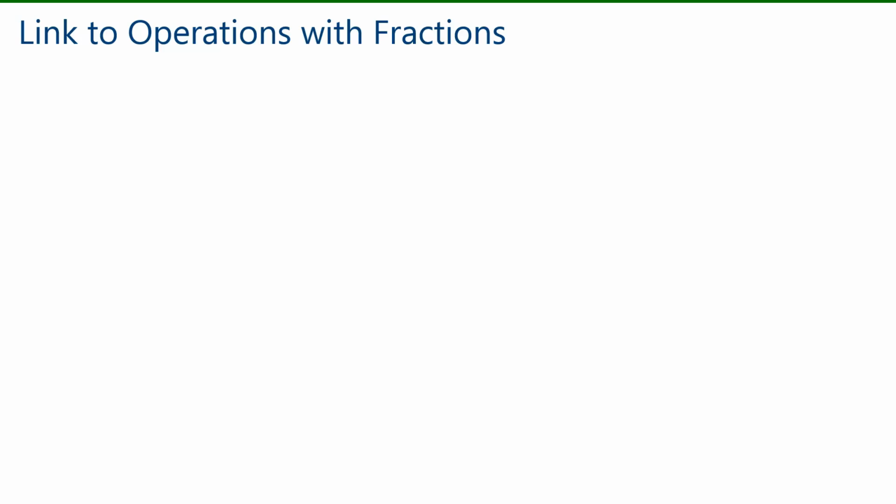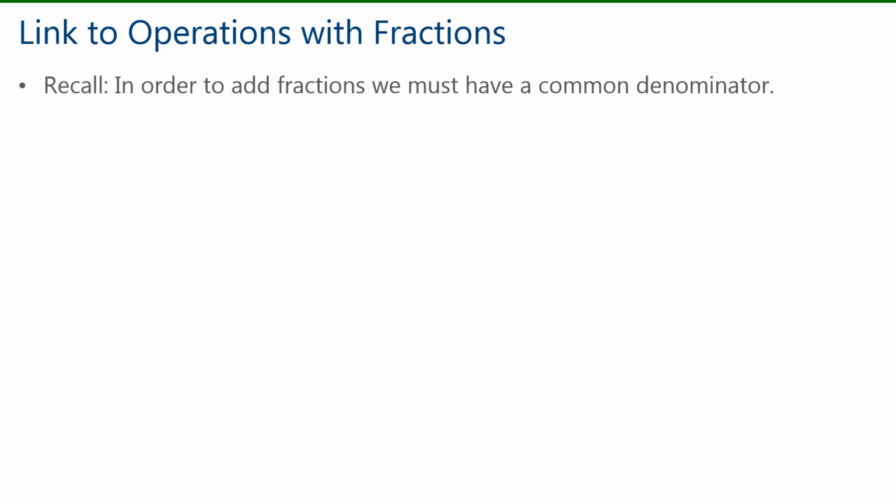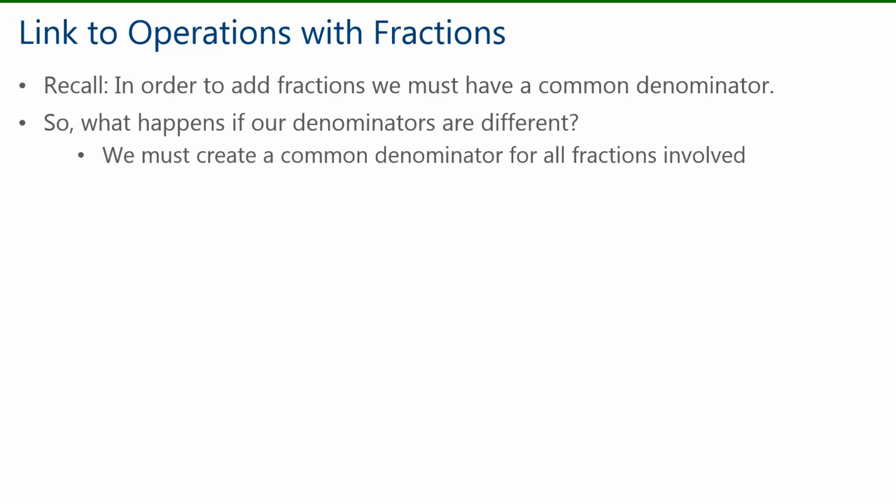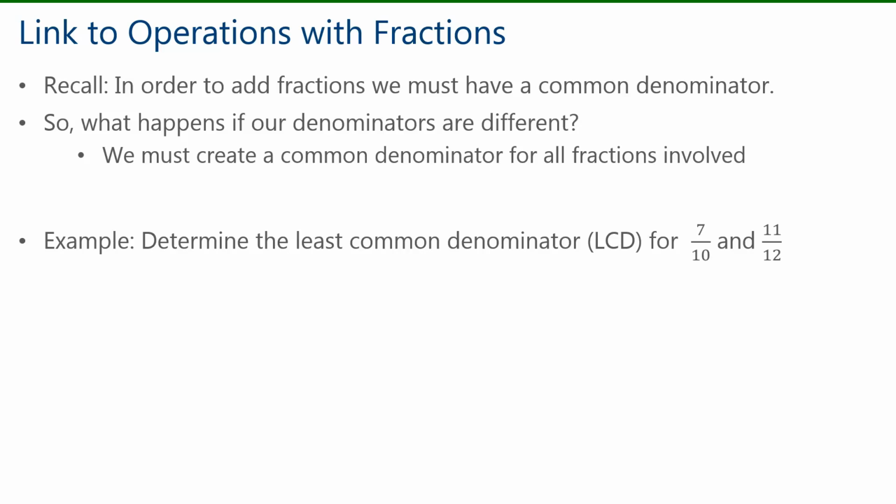So let's make a link now to operations with fractions. Obviously, we're looking at this concept for a reason. Well, recall that in order to add fractions, we must have a common denominator. So what happens if our denominators are different? If we're given two fractions with different denominators, what do we do? Well, we have to create a common denominator for all fractions involved in order to be able to add them. So what we're going to do here, we're going to determine what's called the least common denominator. So instead of LCM, now we call it LCD. D, of course, for denominator.